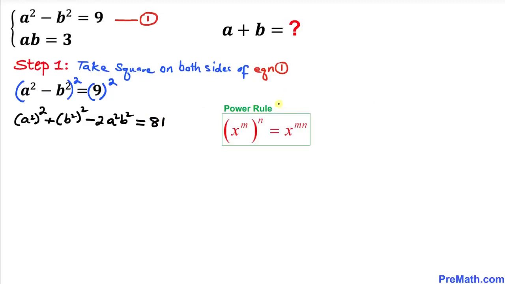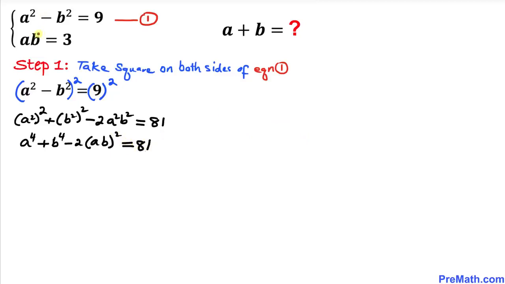And now let's recall this power rule of exponents. So our equation is going to become a power 2 and then power 2. These two nested exponents, we can multiply them out. So this is going to become a power 4 plus b power 4, and then minus 2 times a square b square, which could be written as ab whole power 2, equals 81.